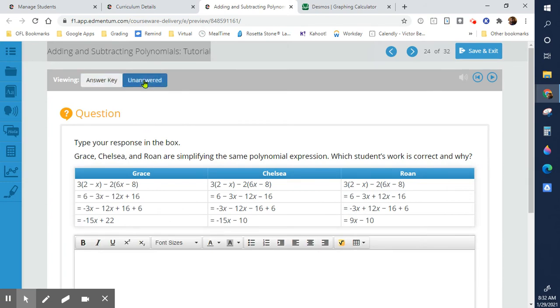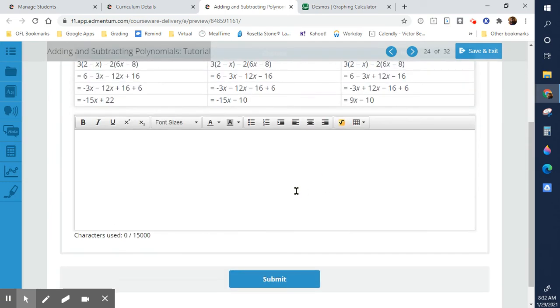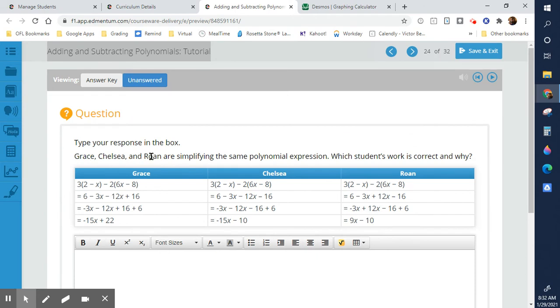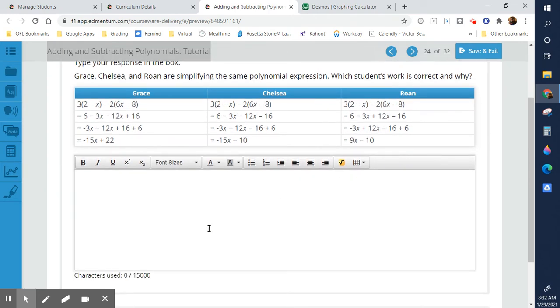All right. So let's take a look, and see Grace simplifying the polynomial. Which statement is correct and why? Let's take a look at all of them together and see if we can figure out where they made a mistake. If you look at this, we're going to distribute this 6. Okay, that's right. We distribute the negative here. We get negative 12, positive 6. Okay, Grace is looking good so far.